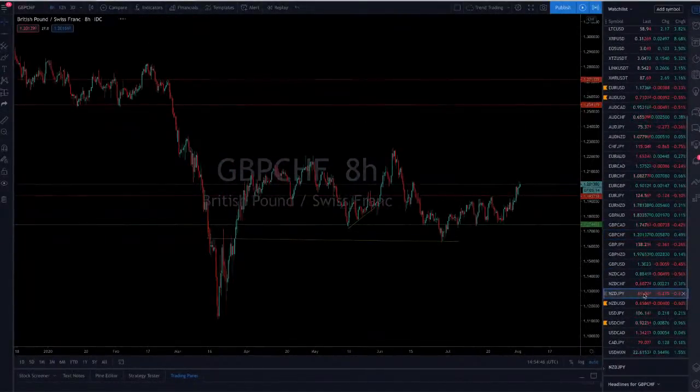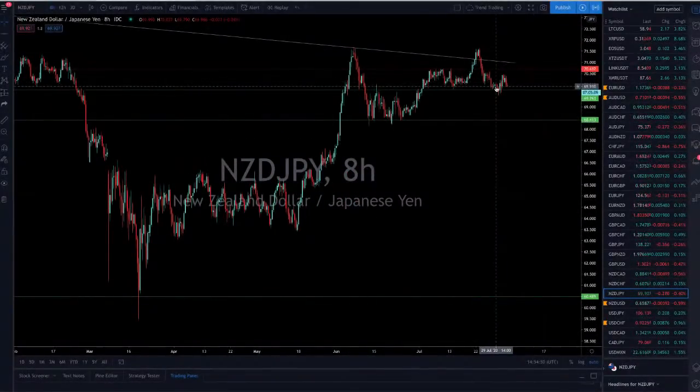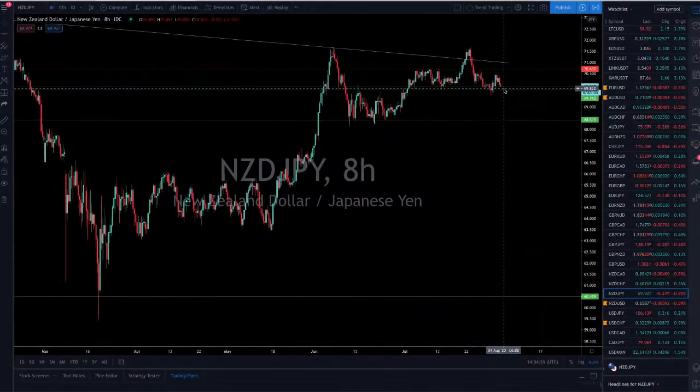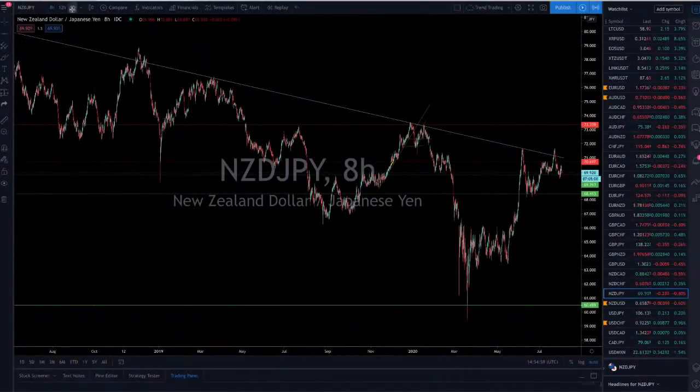New Zealand dollar Japanese yen, I assume, is a lot more of the same. You're pulling back into resistance over here. It's not that exciting. To me, the US dollar pairs are more exciting right now. By the way, let's zoom out for a second.